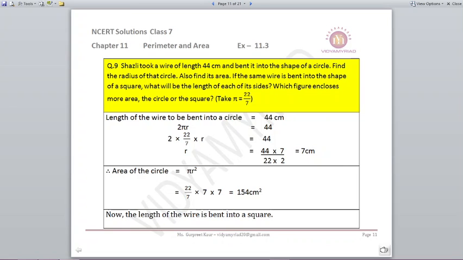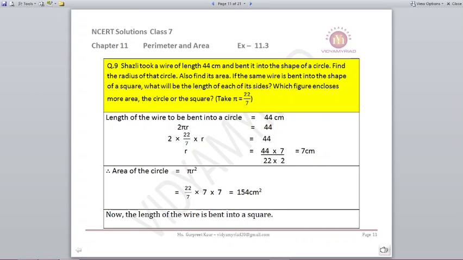So using 2 pi r, you can find out the radius by putting pi as 22 by 7. Radius comes out to be 7 centimeters. Now they are saying also find its area. Now whose area? Of a circle.